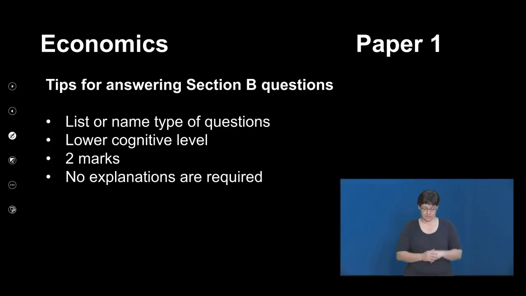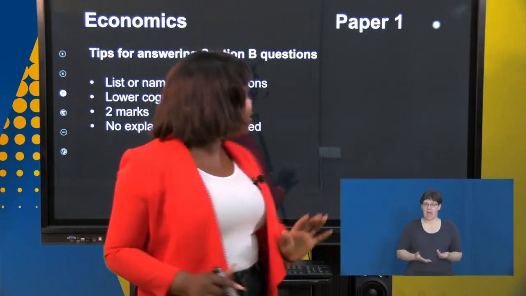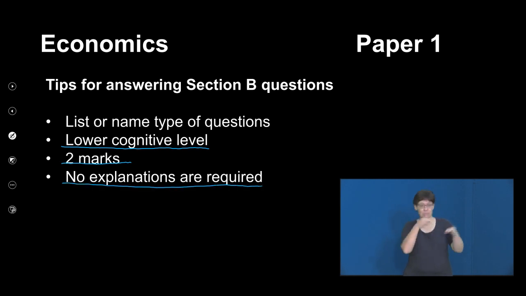We start with our list or name type of questions. These questions are normally question 2.1.1, question 3.1.1 and question 4.1.1. These questions are lower cognitive level questions. They are normally 2 marks in the exam. There is no explanation that is required for these questions.